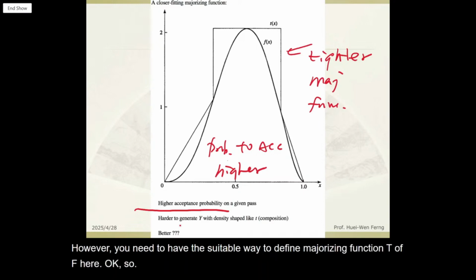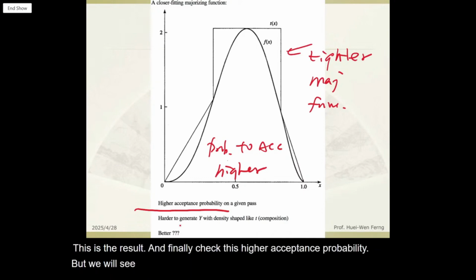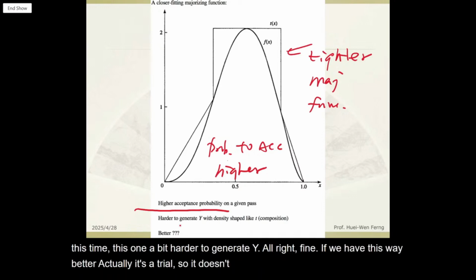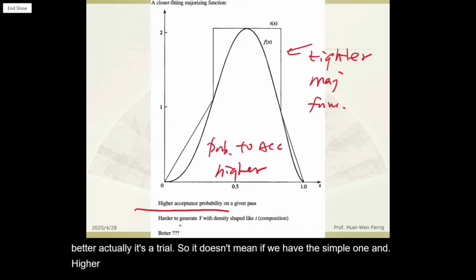However, you need to have a suitable way to define the majorizing function t of x here. Okay, so this is the result. And finally, check this: higher acceptance probability. But previously, with the original majorizing function, it was easy to generate y. This time, with this one, it is a bit harder to generate y. All right. Finally, for beta, it's actually a trade-off. So it doesn't mean that if we have the simple one and a higher rejection rate, it's bad, no.